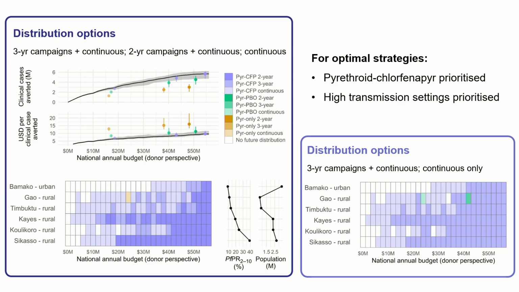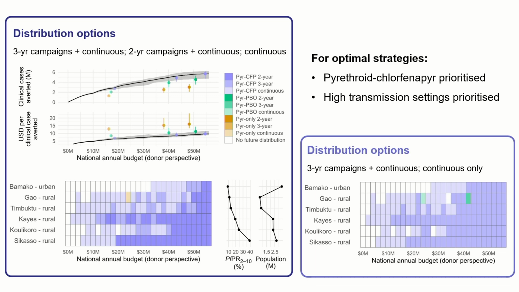I also wanted to highlight that, although we have been looking at a mixture of continuous-only, 3-year or 2-year mass campaigns, I'm aware that there may not be much appetite for 2-year campaigns anywhere. So we also repeated the analysis looking at only 3-year intervals as a mass campaign option. And again, we see a very similar pattern where chlorfenapyr strategies dominate the optimal mix.